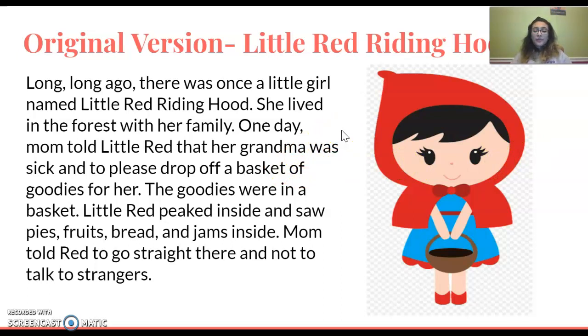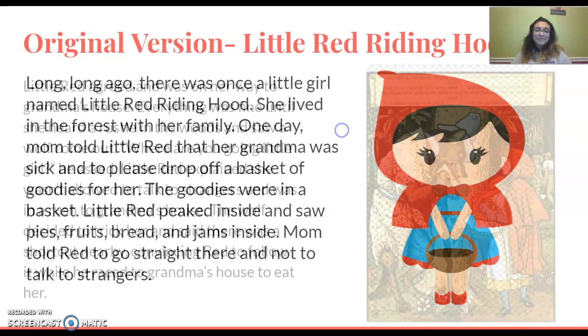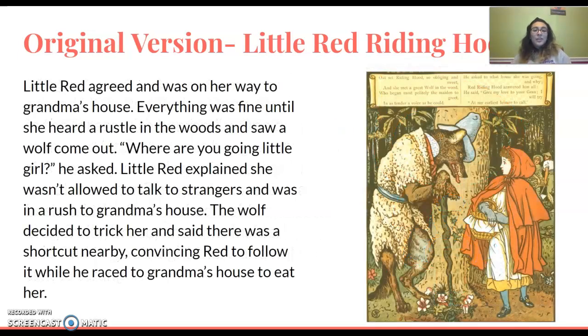So, long, long ago, there was once a little girl named Little Red Riding Hood. She lived in the forest with her family. One day, Mom told Little Red that her grandma was sick and to please drop off a basket of goodies for her. The goodies were in a basket. Little Red peeked inside and saw pies, fruits, breads, and jams inside. Mom told Red to go straight there and not to talk to strangers. Little Red agreed and was on her way to Grandma's house.